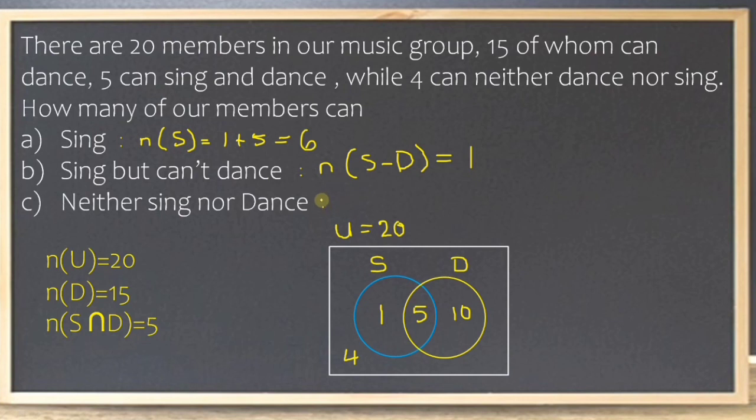All right. Then the last one has to do with neither sing nor dance, and that is actually given in the problem. We have 4 who can neither dance nor sing. You can see it here. This 4 is in neither of these sets. So the number of members in the universal set but not in these two sets will definitely be 4.